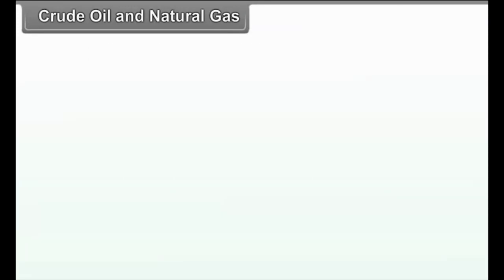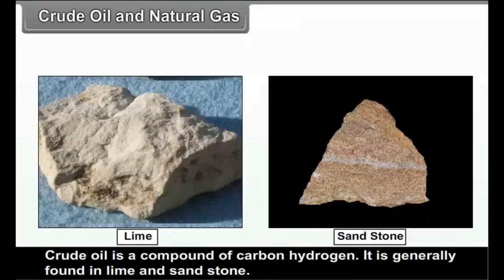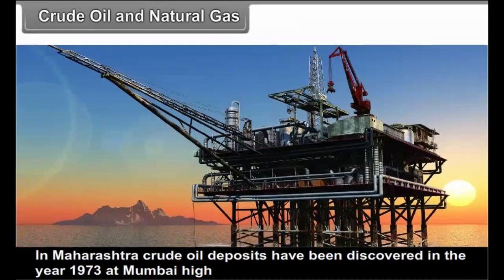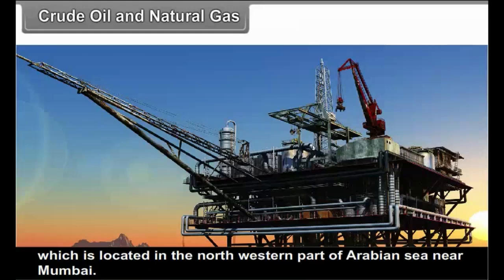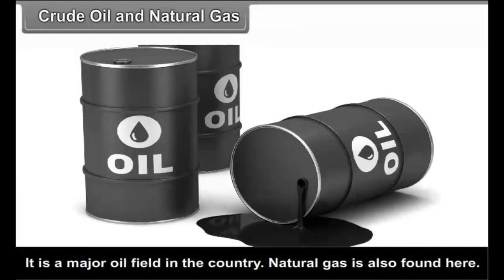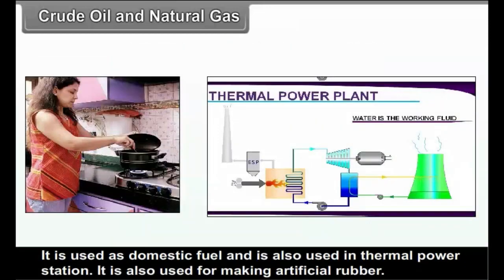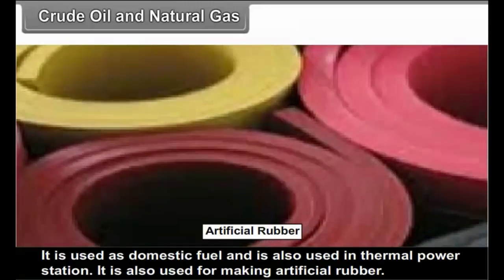Crude oil and natural gas. Crude oil is a compound of carbon and hydrogen. It is generally found in limestone and sandstone. In Maharashtra, crude oil deposits were discovered in the year 1973 at Mumbai High, which is located in the northwestern part of the Arabian Sea near Mumbai. It is a major oil field in the country. Natural gas is also found here. It is used as domestic fuel and is also used in thermal power stations. It is also used for making artificial rubber.